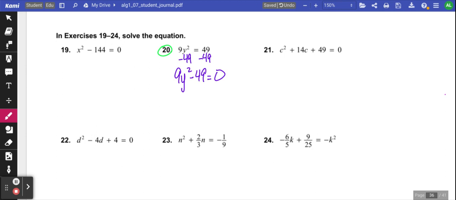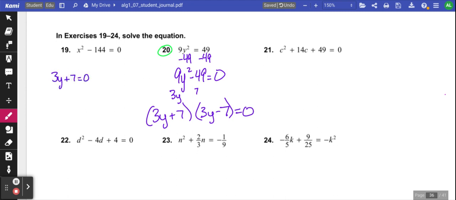We know this is a difference of two perfect squares, so I know, okay, well, the square root of 9y squared, that's 3y. Square root of 49, that's 7. And so the way difference of two perfect squares worked is we're going to do 3y plus 7, 3y minus 7. They've got to be opposite signs there. Okay, all equal to 0. And just like all the other factoring, we want to set each factor equal to 0.